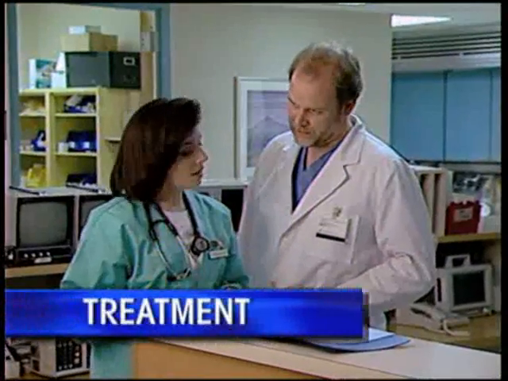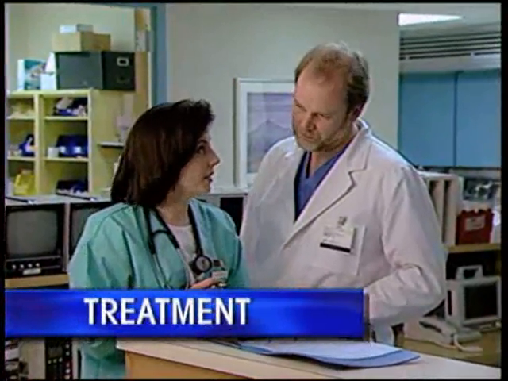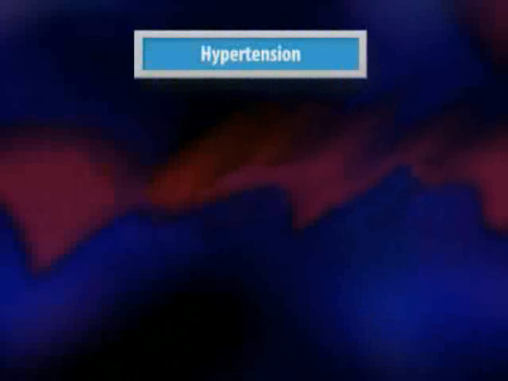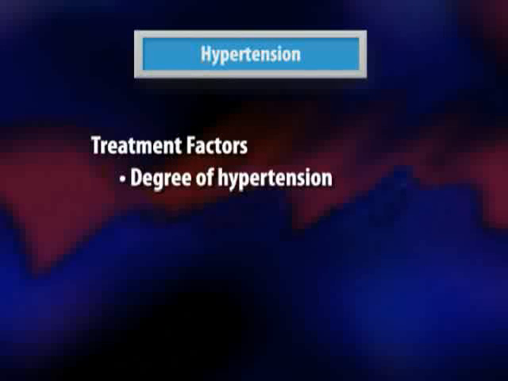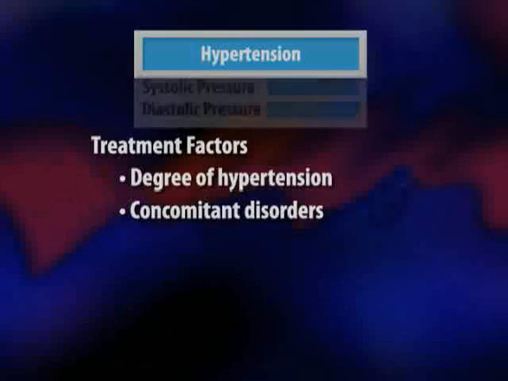After reviewing the test results and other findings with the patient's physician, work together to develop his treatment plan. To control hypertension, treatment usually depends on the degree of hypertension and the presence of certain concomitant disorders, such as diabetes mellitus or chronic renal failure.